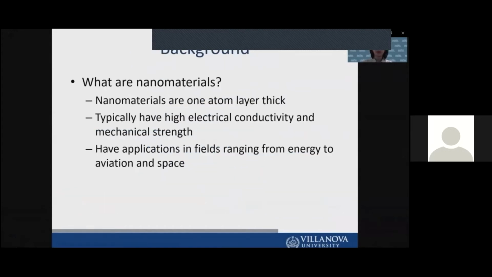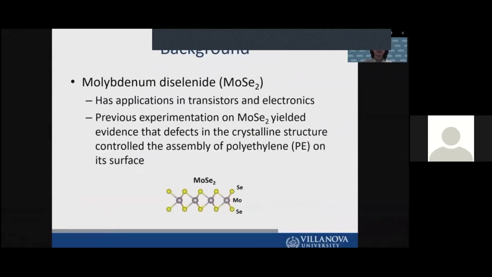For a quick background, you may be wondering what nanomaterials even are. Nanomaterials are materials that are about an atom layer thick. Typically, they have high electrical conductivity and mechanical strength, which gives them a wide variety of applications in fields ranging from energy to aviation and space.